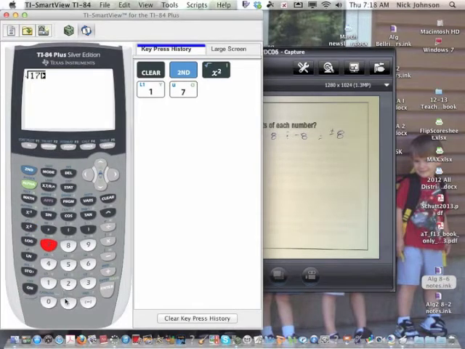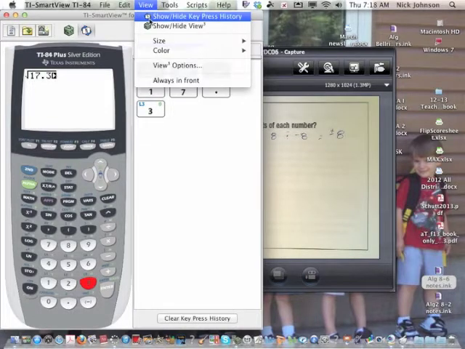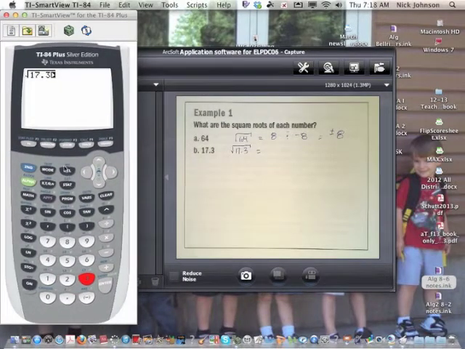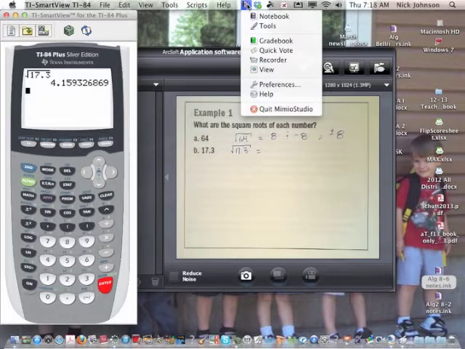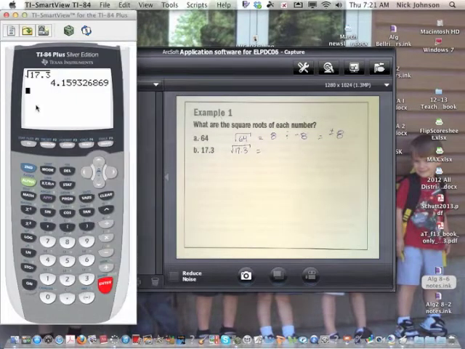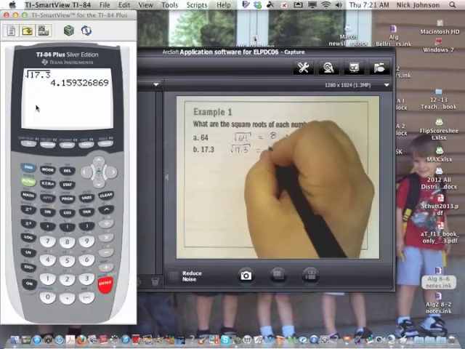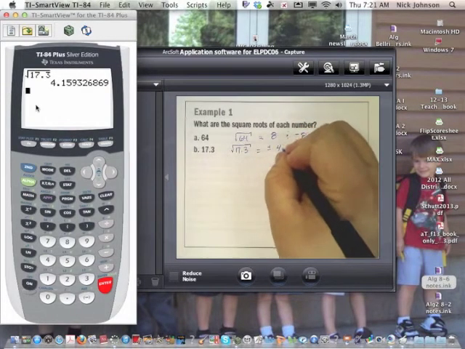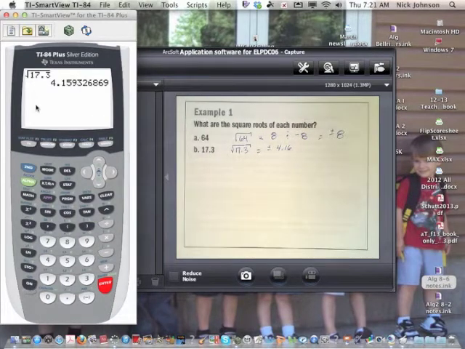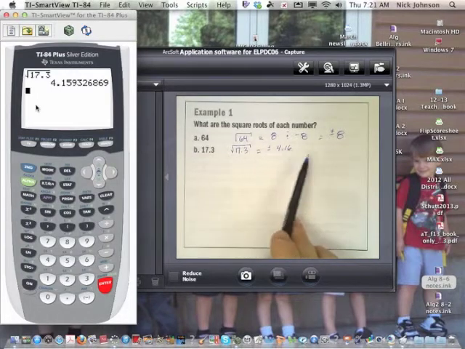Okay, and the number I want underneath there is 17.3. Let me get rid of this right here. Seems like it gives me a little bit more room. So 17.3, I hit enter. So the square root of 17.3 is, like I said, keep your plus or minus. The square root of 17.3 is plus or minus 4.1, and you could probably round it to 6.